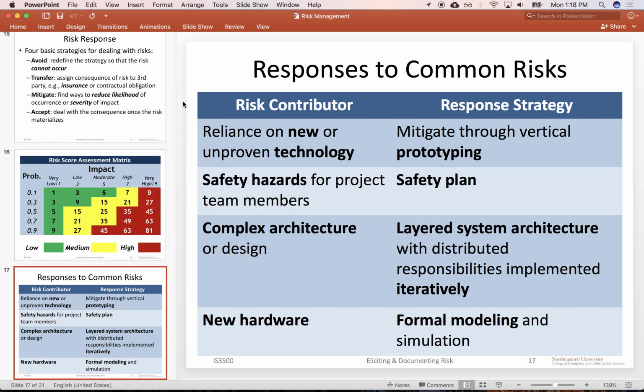So there may be a very complex architecture. We might decide to modularize it so that we can deal with the difficulties and complexities of the architecture in an iterative fashion. There might be some new hardware that we might formally model to simulate how it's going to behave once it's deployed and ready to go.